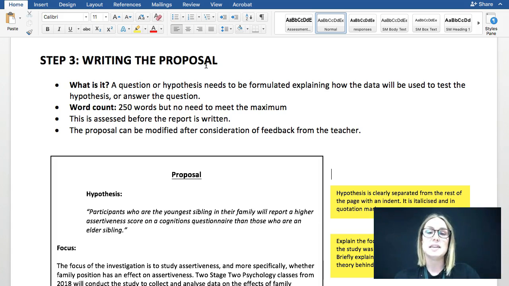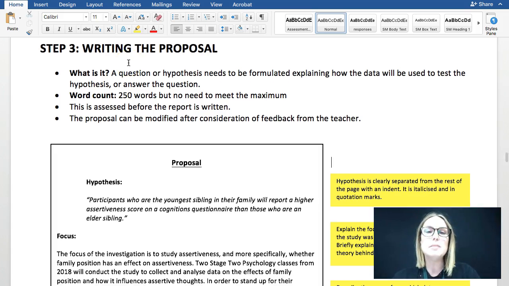So obviously that isn't the case in a year 12 situation, but we're trying to simulate what this might be like when you eventually write one. So the main point here is that it needs to be really clear and it needs to give enough detail for us to get an understanding of what you intend to do. Okay, it needs to be in future tense, obviously, because you haven't done it yet, even though you have, and it is 250 words maximum.